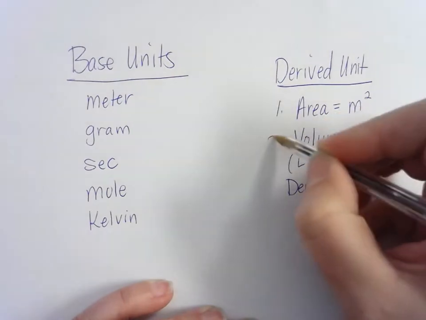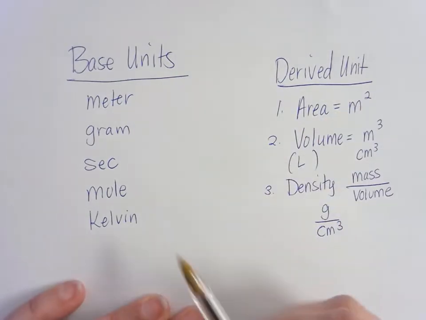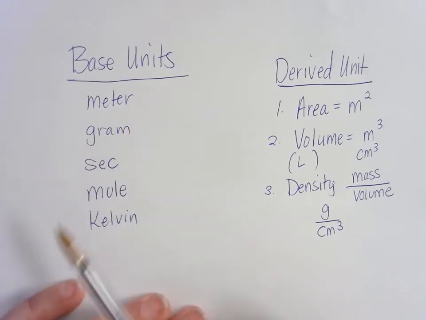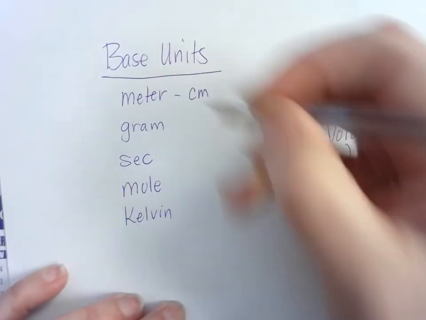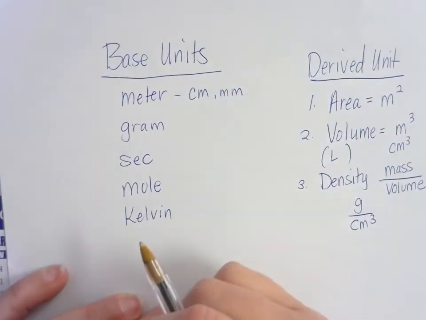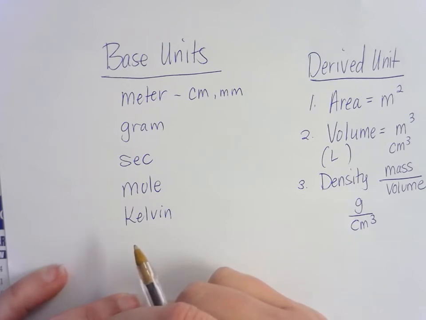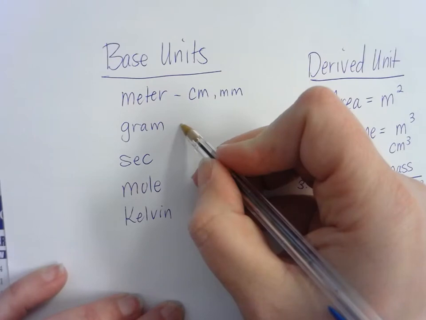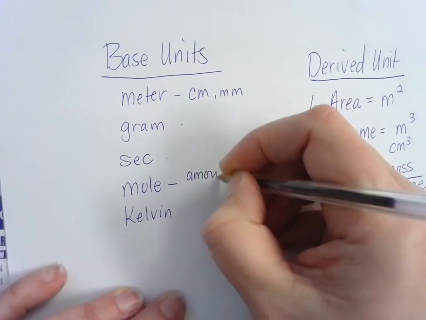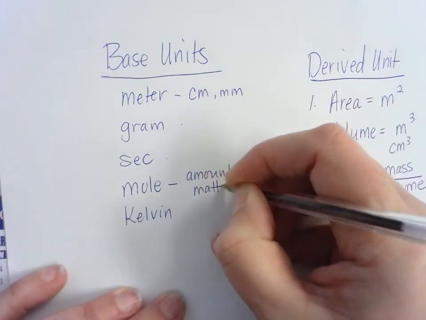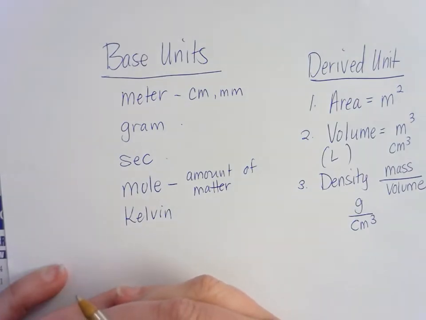Now, we can't use just meters or grams or seconds. We use them with prefixes. So we might see things like centimeters, millimeters, micrometers, megameters and kilometers. You can do the same with grams or seconds. You don't measure seconds very often as centiseconds, but it's a legal unit. Moles is amount of matter, and we will use that one a lot as we get into more complex chemistry. Instead of counting a dozen molecules, a mole has way more than a dozen.